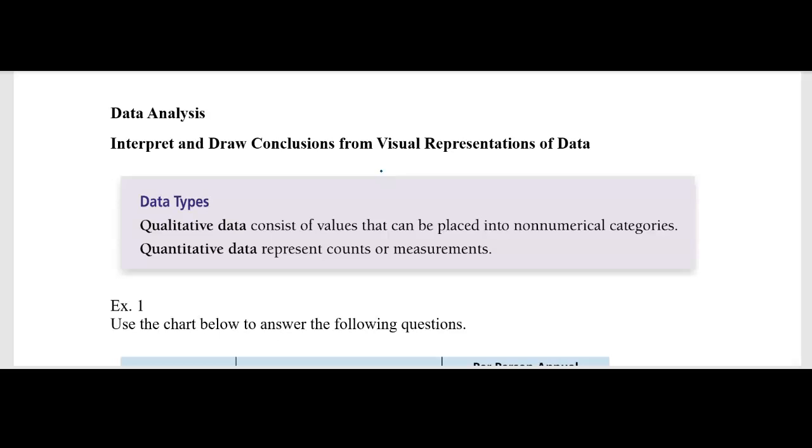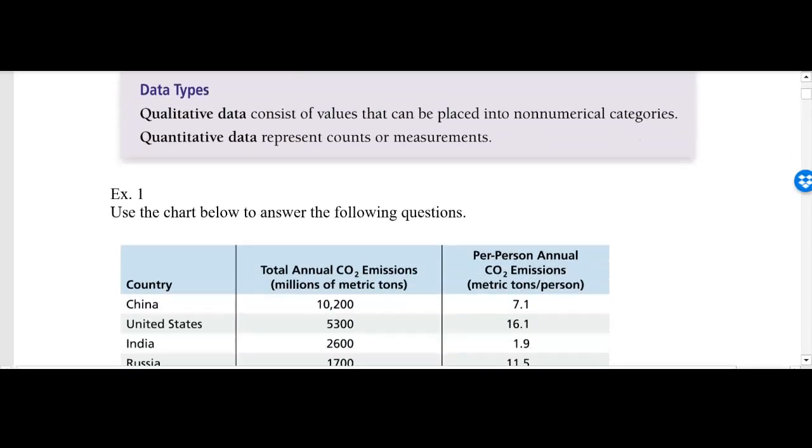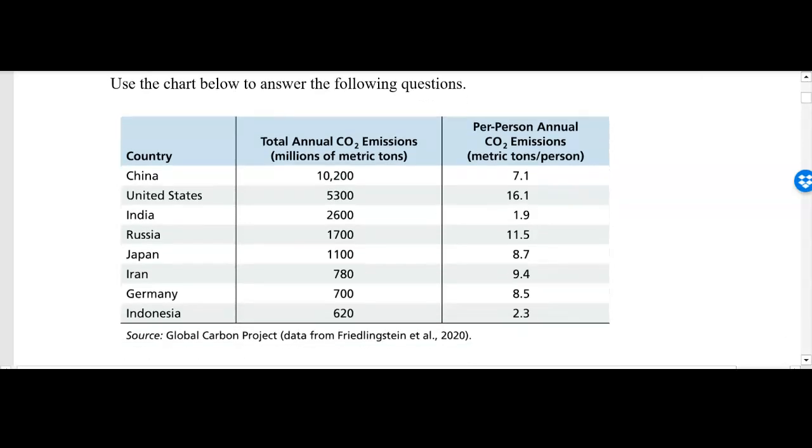Now, there are two types of data. There's qualitative and there's quantitative. Qualitative consists of values that can be placed into non-numerical categories. And then we have quantitative data, which represents actual counts or measurements. And we're going to use some charts here where we're given information and we'll answer some questions with that given information. So let's look at this first chart.